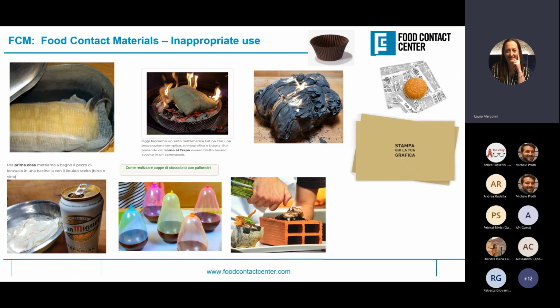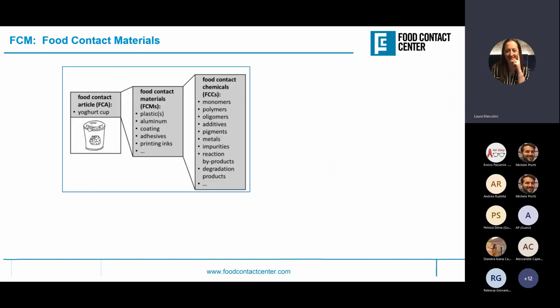Some examples that we face every day: the direct contact with printed material. It is forbidden by the legislation, but we know that every time we go to lunch, we put some food into contact with some items that are printed. So one of the highest risks to take into consideration is inappropriate use.